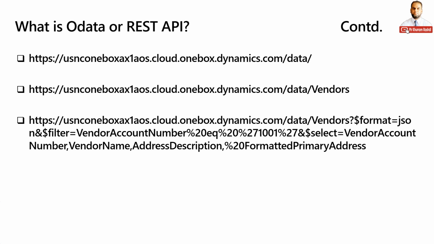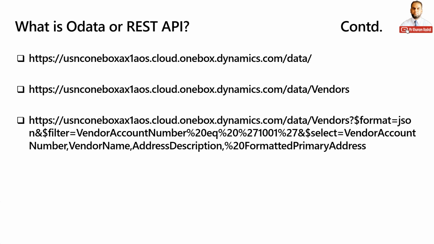So there are two approaches to interact with DMF. One is asynchronous, through the batch API, and the other one is through OData, which is a synchronous approach. Simply put, asynchronous means it runs in a batch framework or periodically, and that is for the support of high volumes of data.